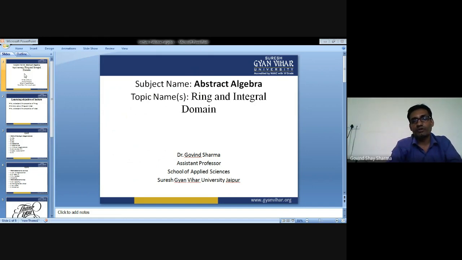Left ideal means if S is an ideal of R and r belongs to R, then multiplication by r from the right side gives a right ideal, and multiplication of r from the left side gives a left ideal. Okay, so we continue. We come to our lecture.